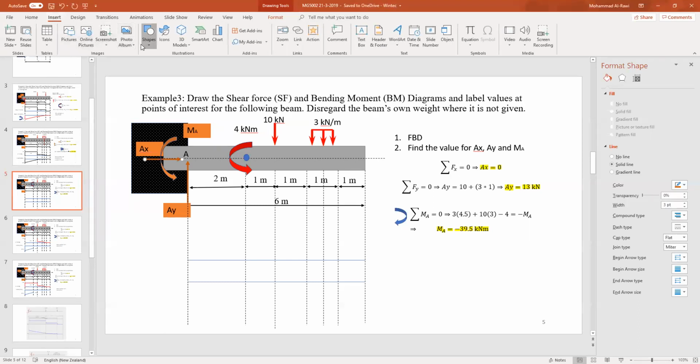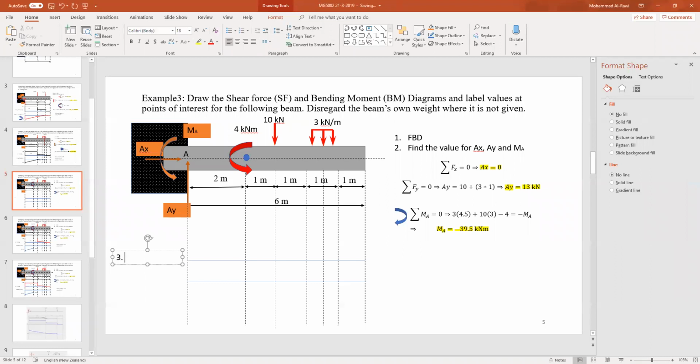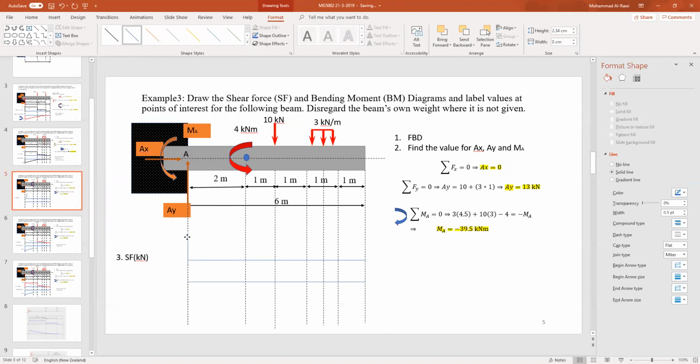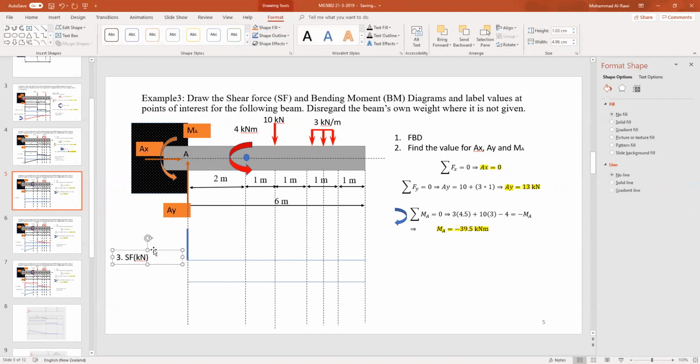Now, step 3, which is the shear force diagram. Shear force units are kilonewtons. We start with a line representing the AY value, which is a straight line of a value 13 kilonewtons, but we don't need to specify the units. So we bring this one here. We say 13.